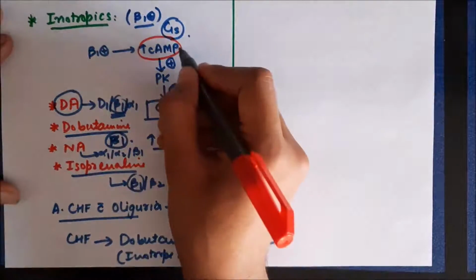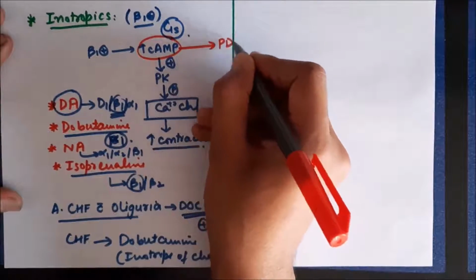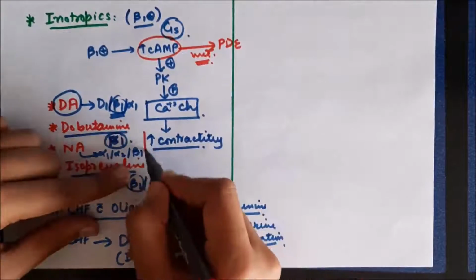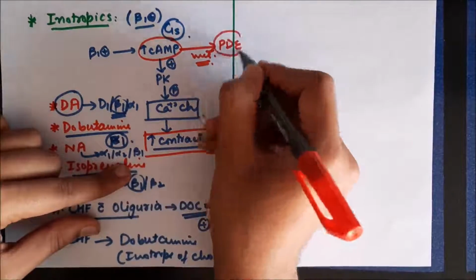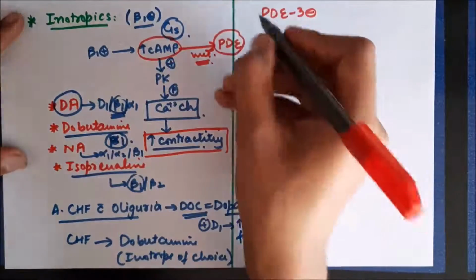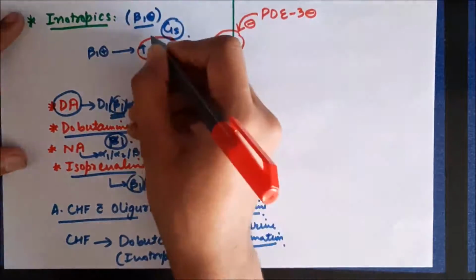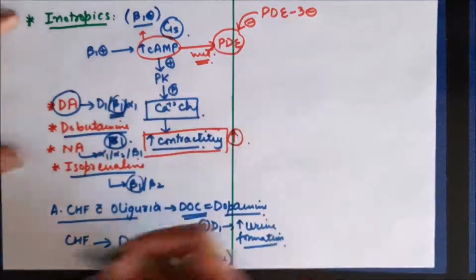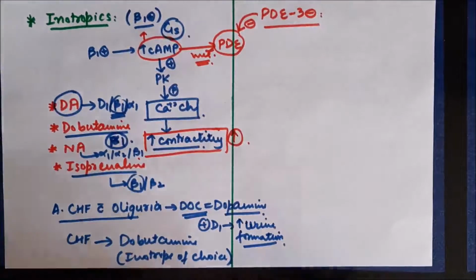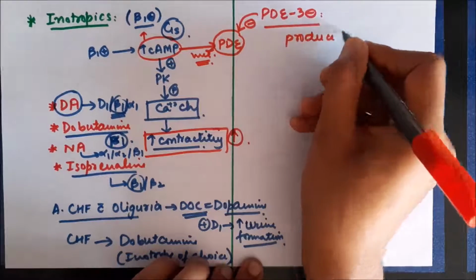Now this cyclic AMP, after it produces its effect, is metabolized by the enzyme phosphodiesterase, and the action of cyclic AMP ends, that is, increasing contractility ends. Certain drugs have been developed which are known as phosphodiesterase 3 inhibitors. They inhibit the enzyme phosphodiesterase, therefore increase cyclic AMP, and thus they can increase contractility of the heart and produce inotropic effect, which is again required in acute congestive heart failure.